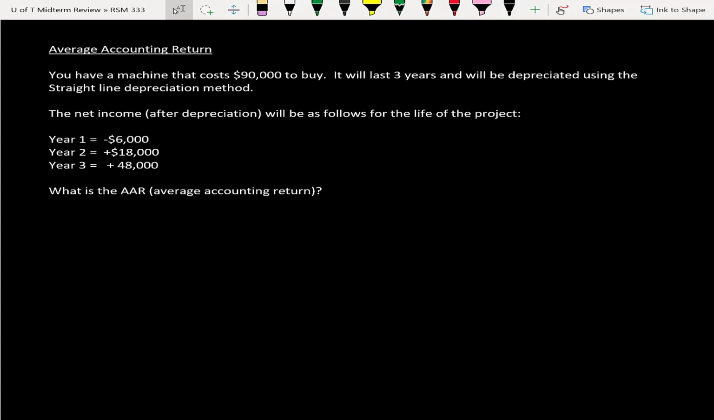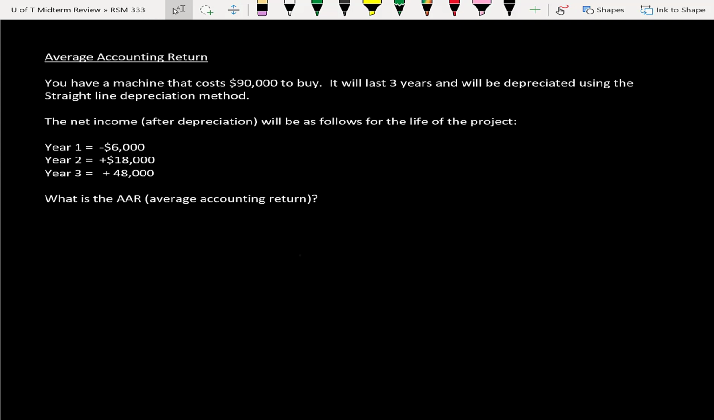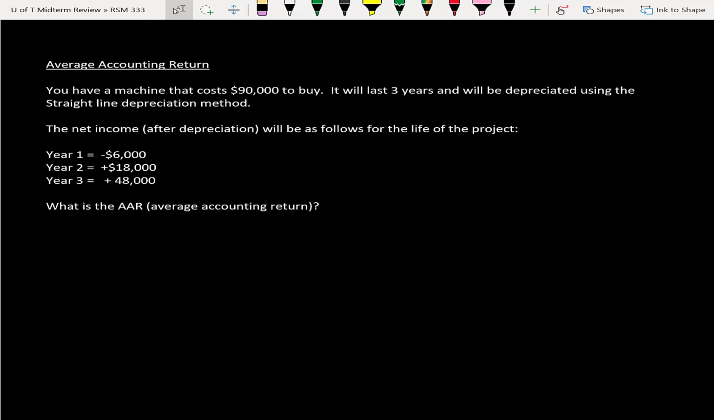Now let's look at a couple of these methods and we'll use some examples to go over them. So in average accounting return, here's an example where it says we have a machine that costs $90,000 to buy. It's going to last 3 years and will be depreciated using the straight line depreciation method. So essentially equally each year. And then the net income that we have from the machine after depreciation is as follows. And it's asking what's the average accounting return for this project.